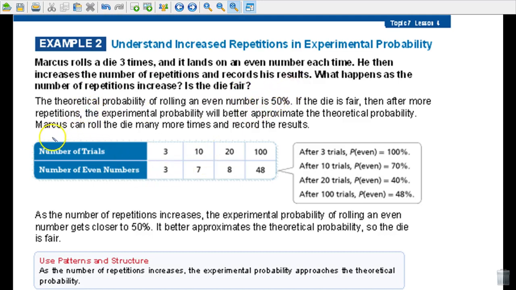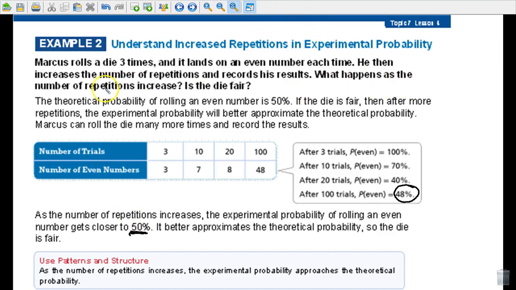Okay, so now we see Marcus's table of rolling the die. So rolls it 3 times, rolls it 10 times, rolls it 20 times, rolls it 100 times, okay? Lands on an even 3 times, 7 times, 8 times, 48 times. It gives you all the percentages right here, okay? So after 100 times, landing on an even is about 48%. Now that's pretty dang close to our 50% for our theoretical probability, okay? That is pretty dang close.